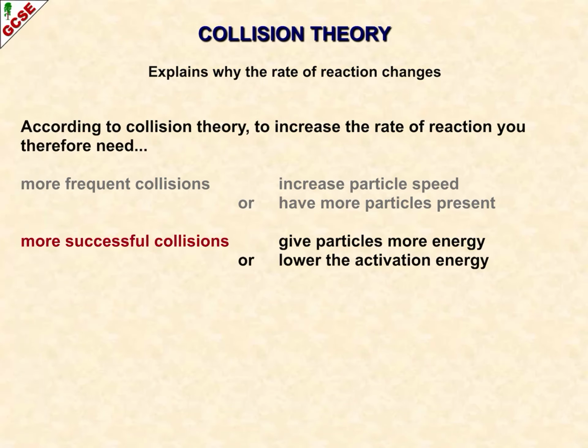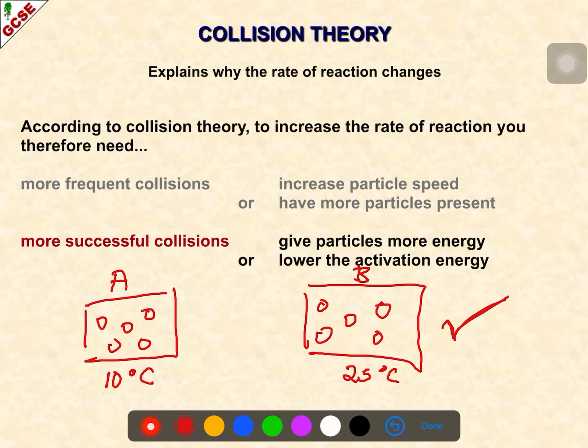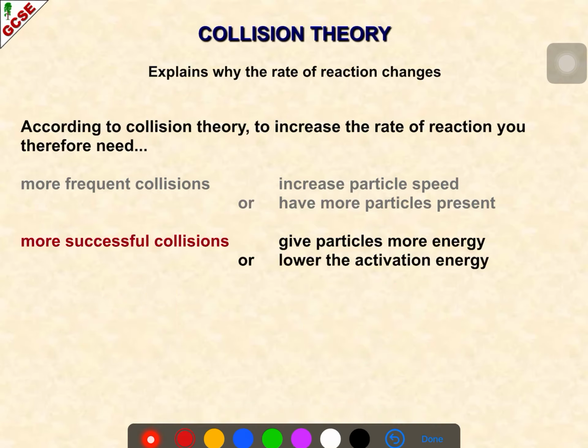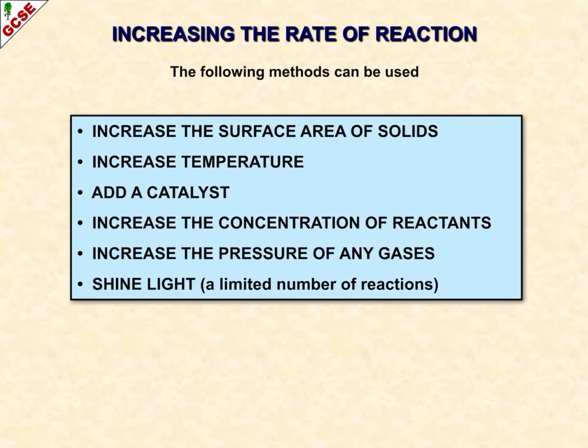So we have the higher temperature. That means the particles have higher energy. A higher temperature means the particles have higher energy, all right? And so if the activation energy is 25, then once they collide, they will have a successful collision.